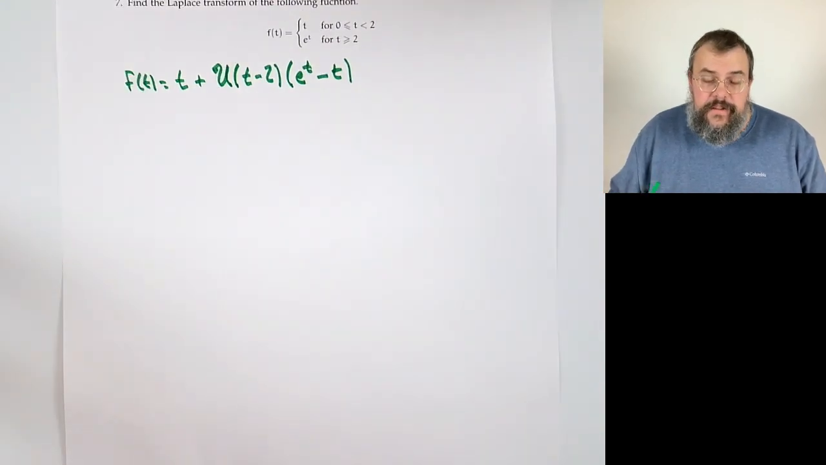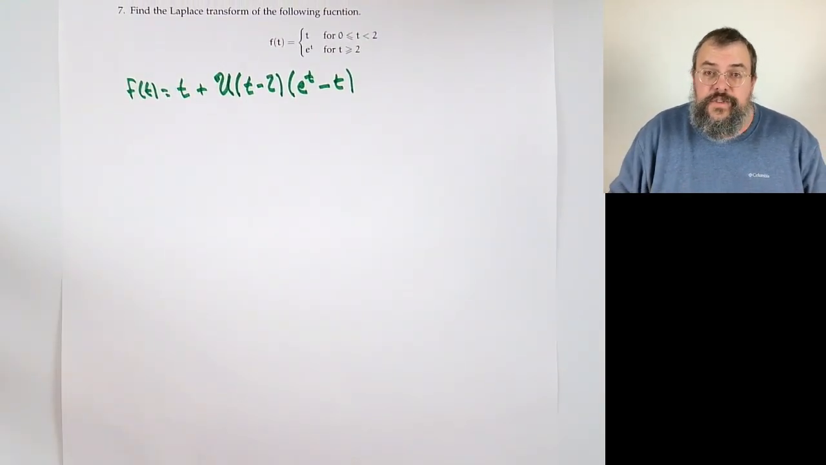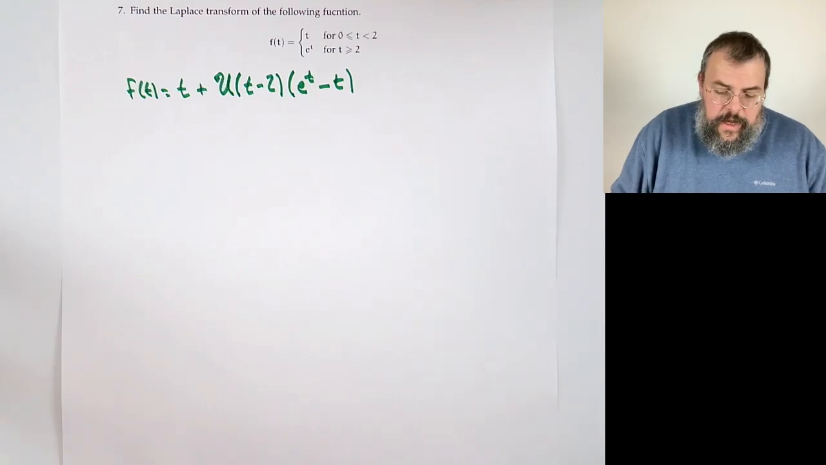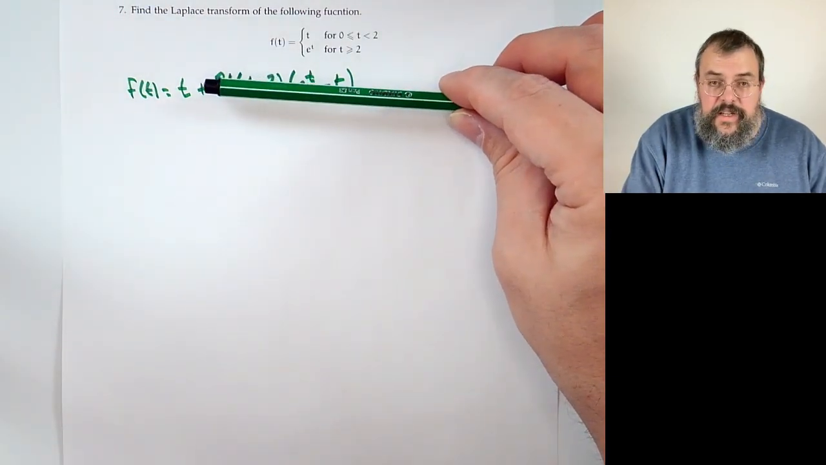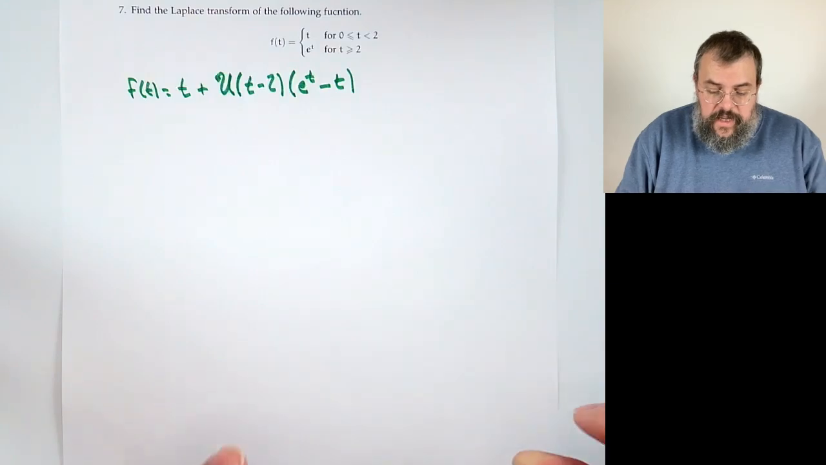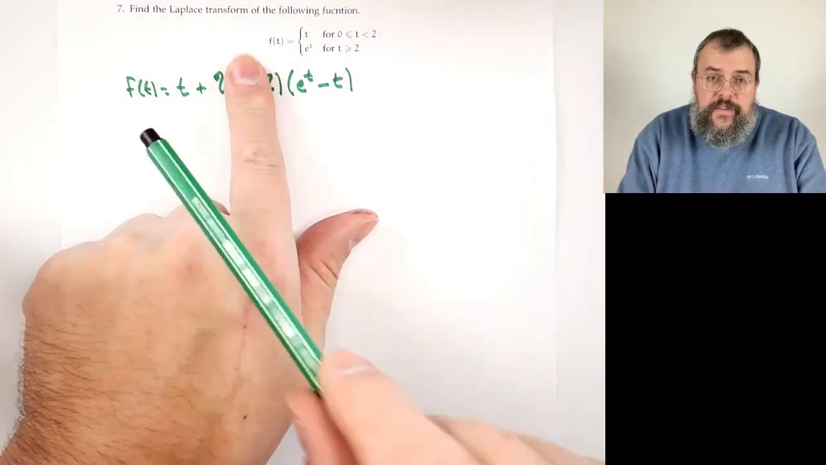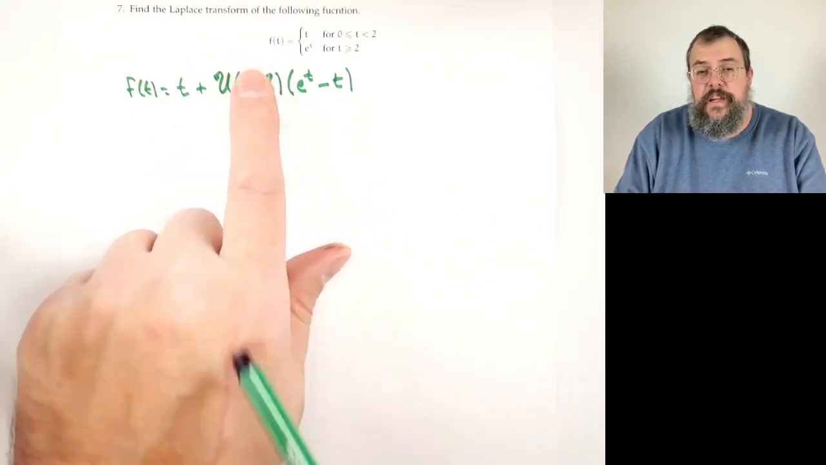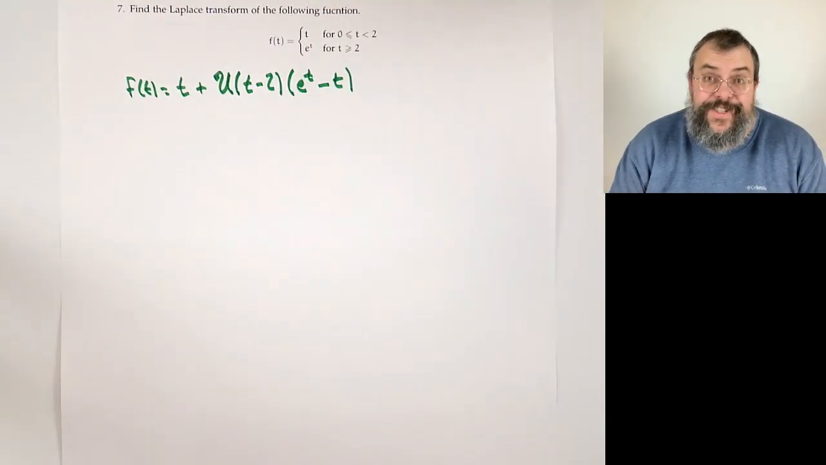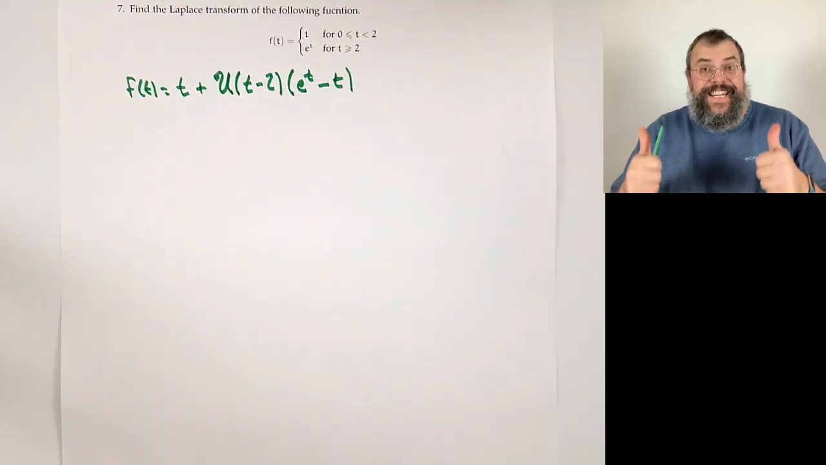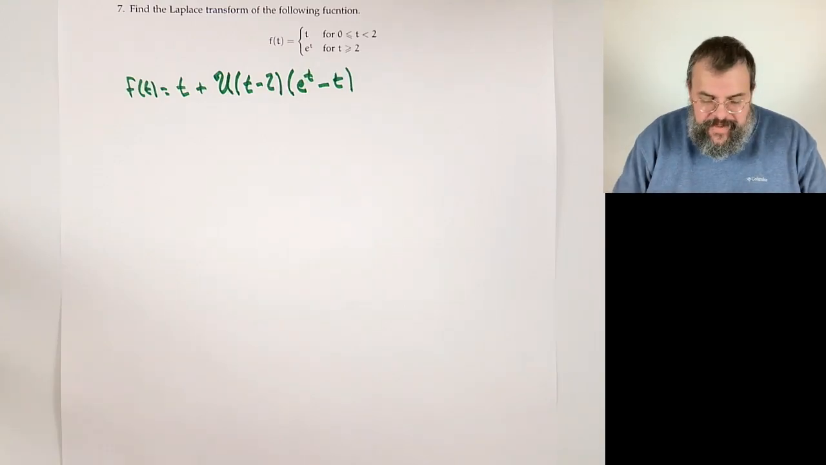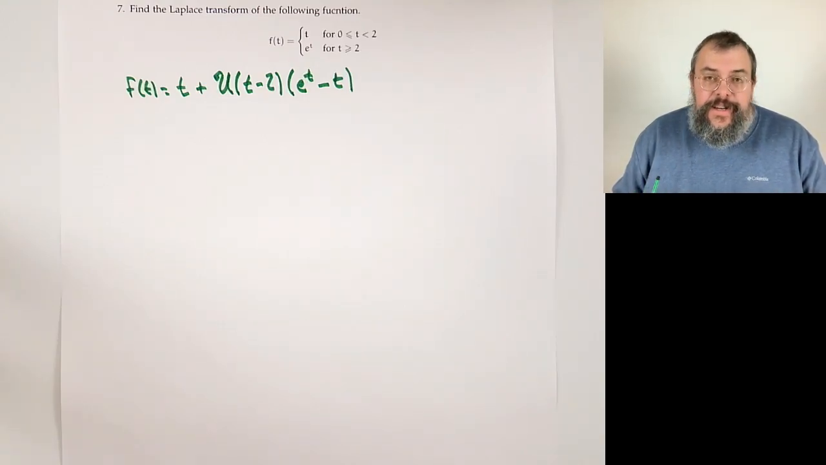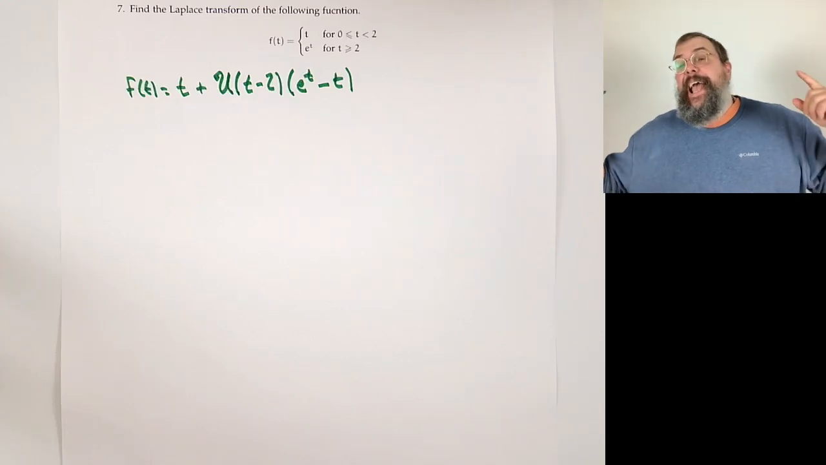And you can always check, is this right? Before 2, this part hasn't kicked in, and it's just t. After 2, we have both pieces. The t's cancel, and it's e to the t. So yeah, that's actually right. It works. Nice. Okay, so now are we ready?